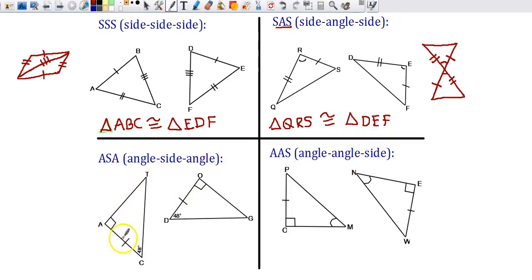And the order of that means that there's two angles and the side included, so the S is going to be between, ASA. That congruent statement is going to do triangle ACT is congruent to triangle ODG.